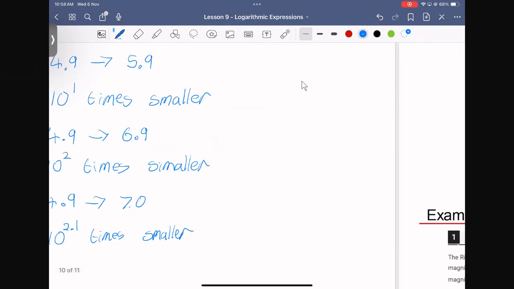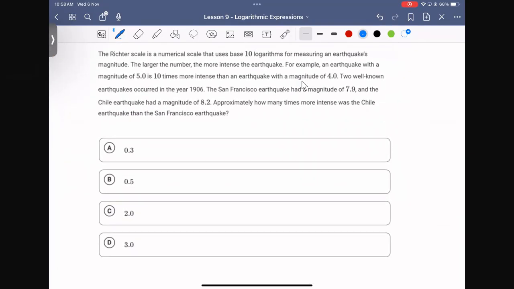So, here in our earthquake question, we've got a positive logarithmic scale. So the more intense the earthquake, the larger the number. It's a positive logarithmic scale. So we are going from 7.9 to 8.2. That's an increase of how much? 0.3. So we want to calculate what value? 10 to the 0.3. What is 10 to the 0.3?